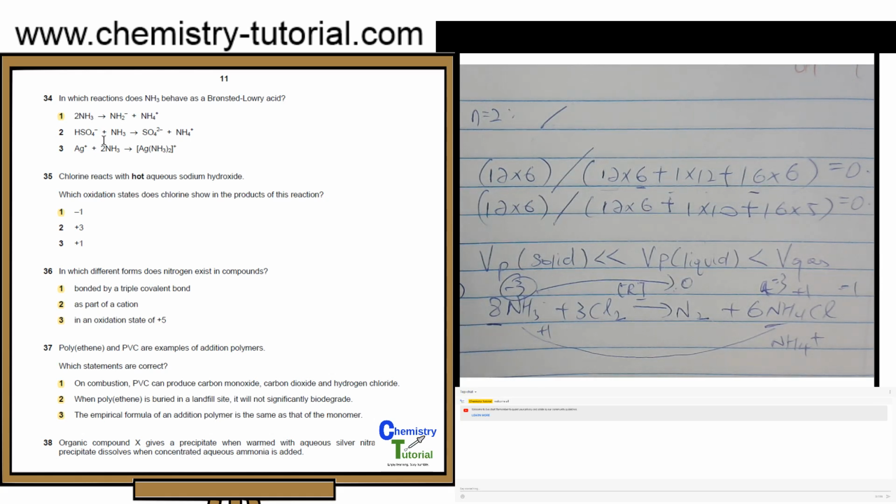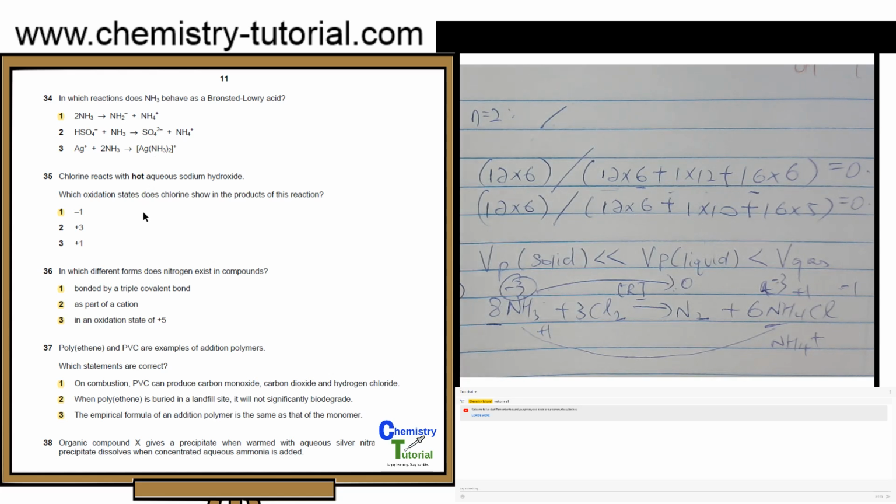For option 2, HSO4- and NH3. So does the NH3 lose a proton? No, it gains a proton. So that means NH3 is behaving as a Bronsted-Lowry base and not an acid. Over here, NH3 is serving as a ligand. This is something that you learn in the transition metal chapter. This is a complex ion. In fact, the product is our diammine silver or Tollens reagent. So the answer is just option 1.